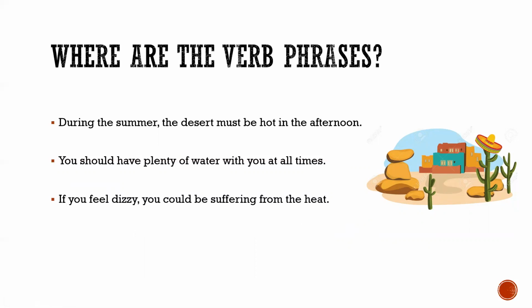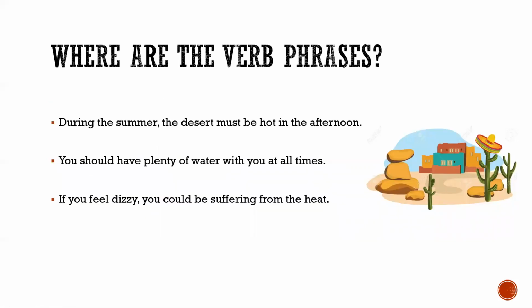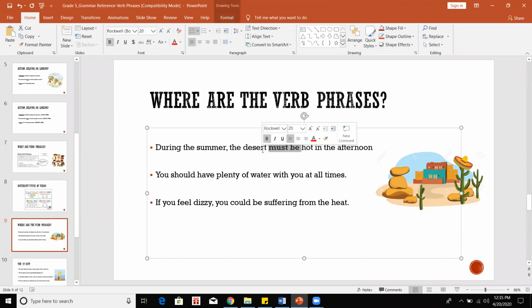Done? Okay. If your answers are like this, then you are most likely correct. During the summer, the desert must be hot in the afternoon. Your verb phrase in here is must be. Okay? Second one: you should have plenty of water with you at all times. So the verb phrase is should have.